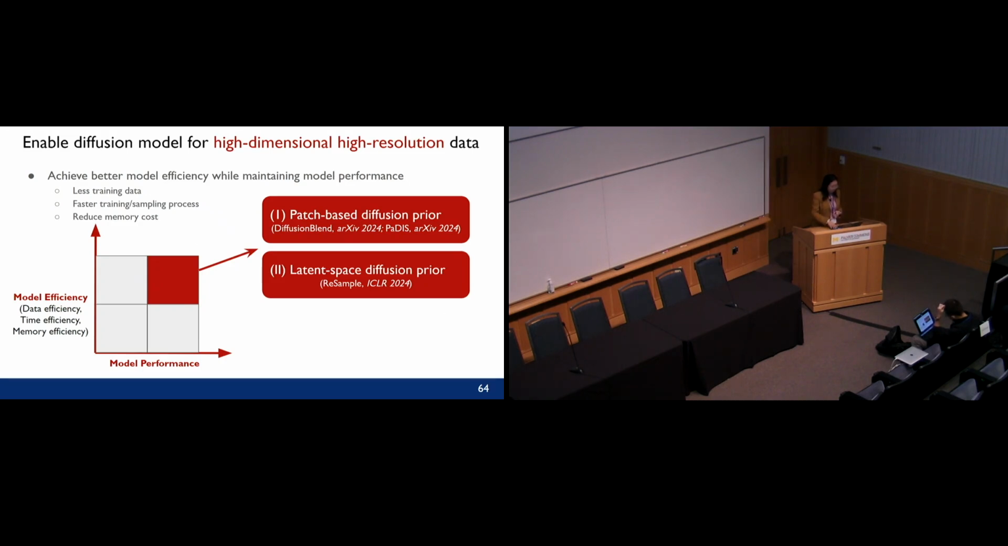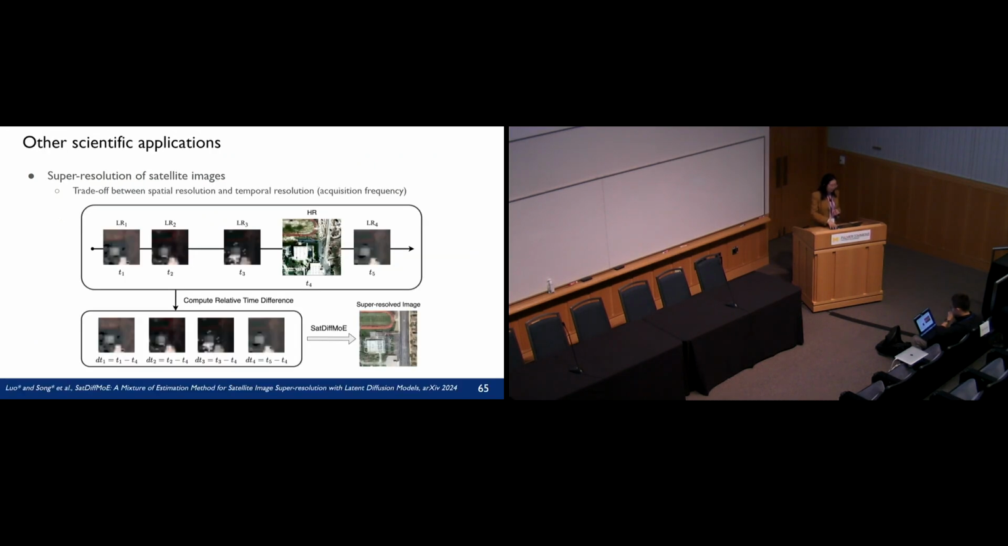So this comes to almost the end of my talk. We want to say that it's very important for us to improve the efficiency of the diffusion model, so that this new technique can be adapted to high-dimensional and high-resolution image data in the real world. In our past research, we have proposed two key ideas to improve the efficiency: patch-based diffusion and latent-based diffusion as a prior to solve inverse problems in the high-dimensional case. And beyond that, I want to briefly mention some other scientific applications beyond medical imaging.